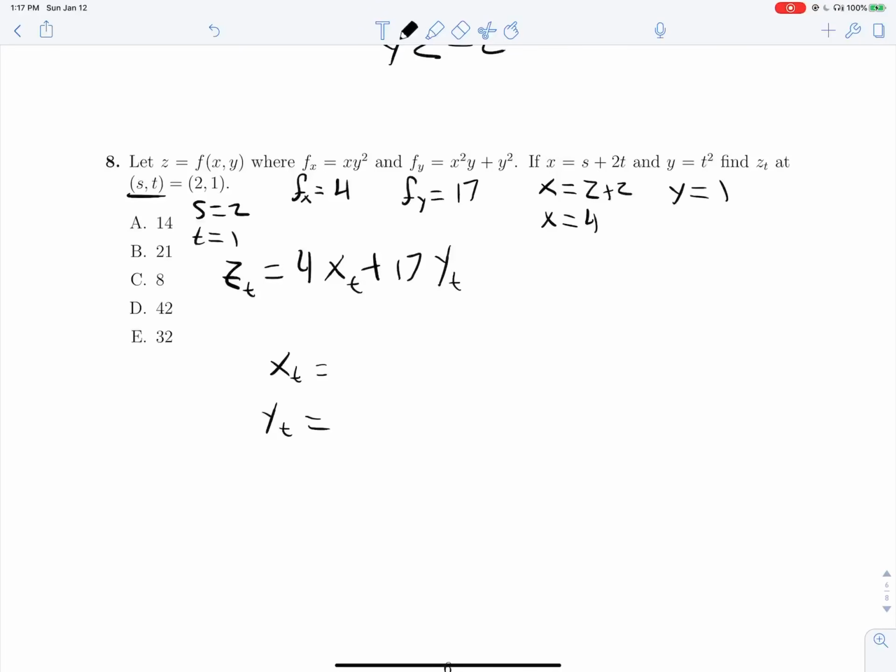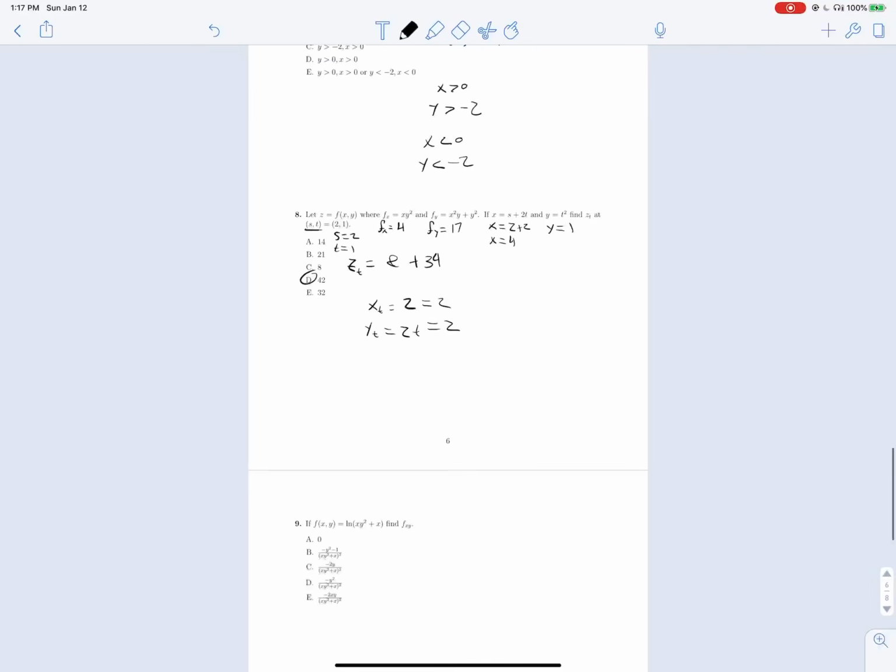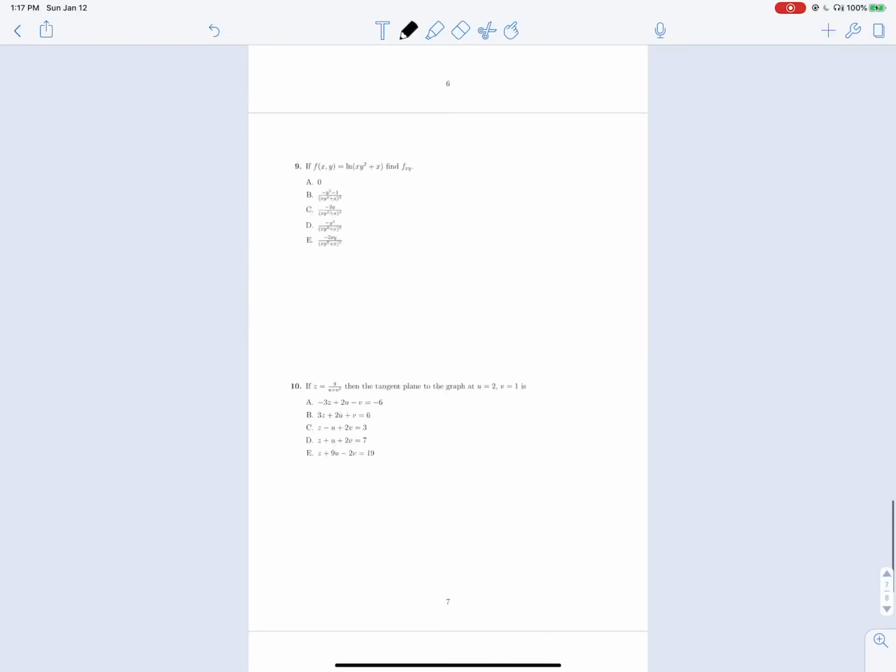So xt will give us 2, yt will give us 2t, where 2t is 2. Okay. So we can replace our xt with a 2, and we can replace our yt with a 2, and so our answer is 42. Perfect.